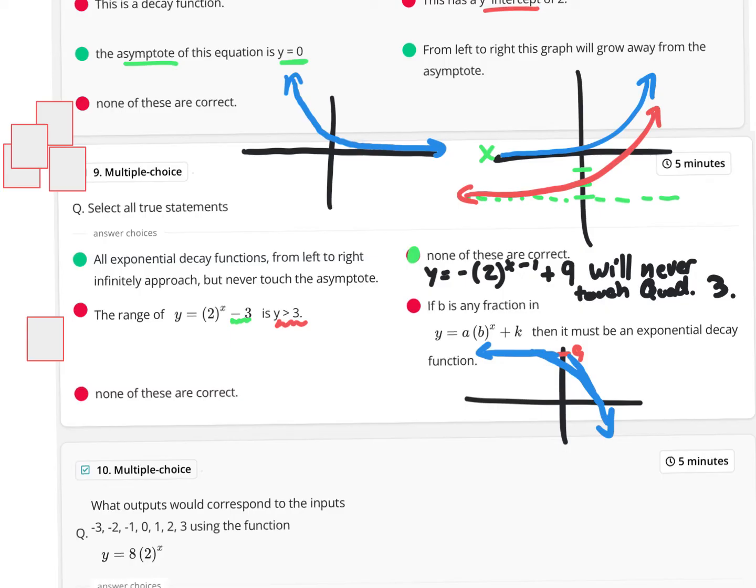And of course, this is what you will see on your practice quiz. Not 2, none of these are correct, right? This one.